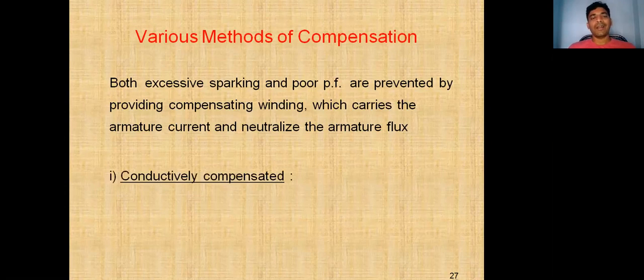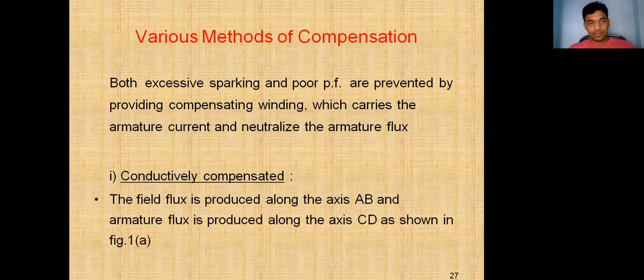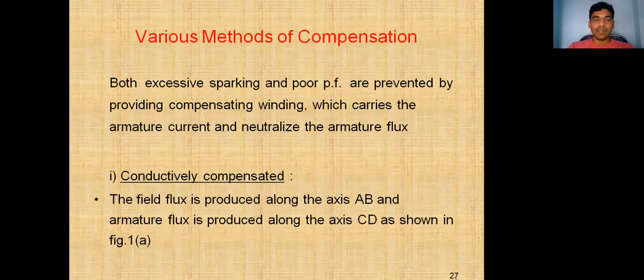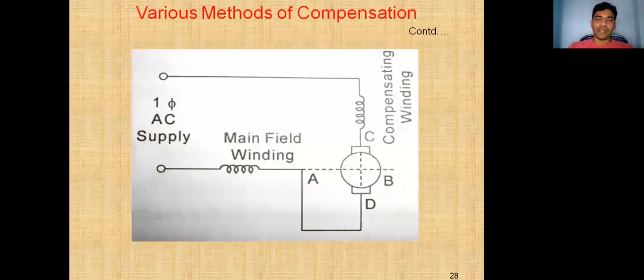One, conductively compensated. The field flux is produced along the axis AB and armature flux is produced along the axis CD, as shown in the figure. AB is the main field winding axis.